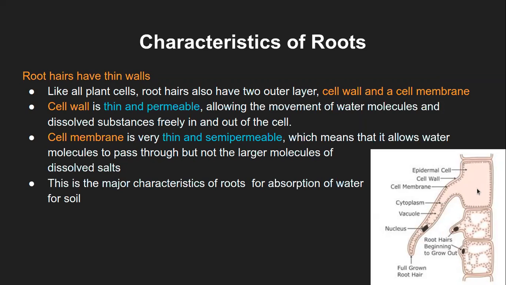Once the root grows thicker, these epidermal cells are pushed outward, and the inner part of the root is taken over by xylem, phloem, parenchyma, and different types of cells. But otherwise, the outermost layer will be the epidermal cell.